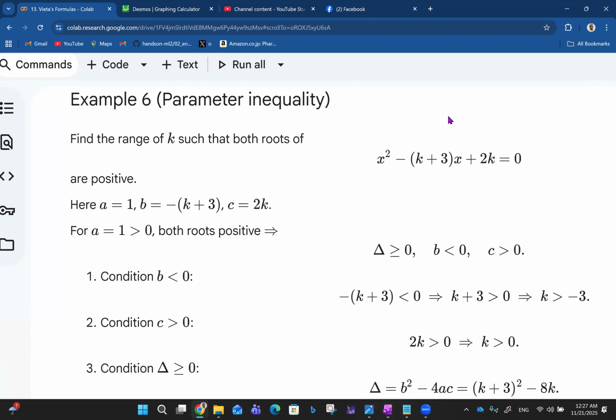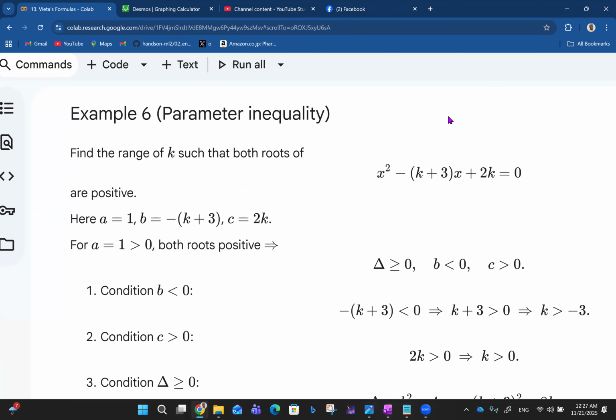So talking about parameter inequality now, example 6: find the range of k such that both roots of x squared minus (k plus 3)x plus 2k equals 0 are positive. So you want to guarantee that they are positive. Here A is 1, B is minus (k plus 3), that's the coefficient of x, and C is 2k. A, which is equal to 1, is already greater than 0. And for both positive roots, remember the conditions: the discriminant has to be greater than or equal to 0, B has to be less than 0, and C has to be greater than 0.